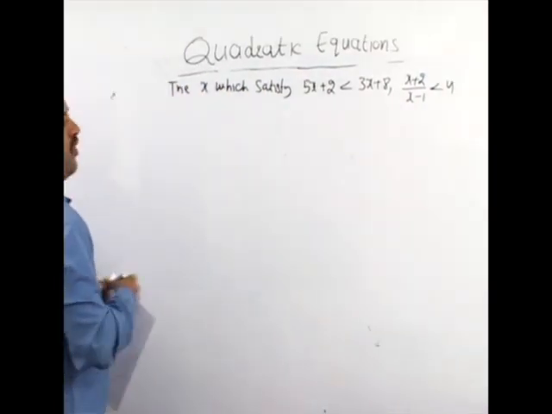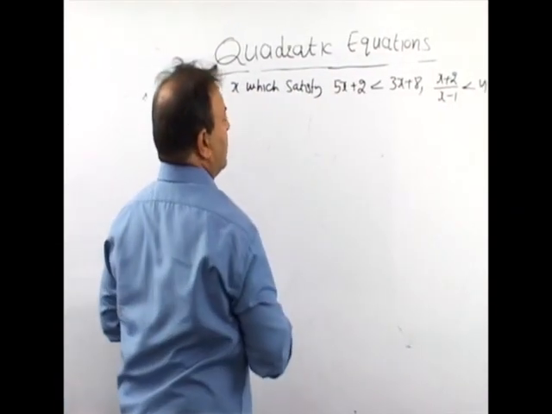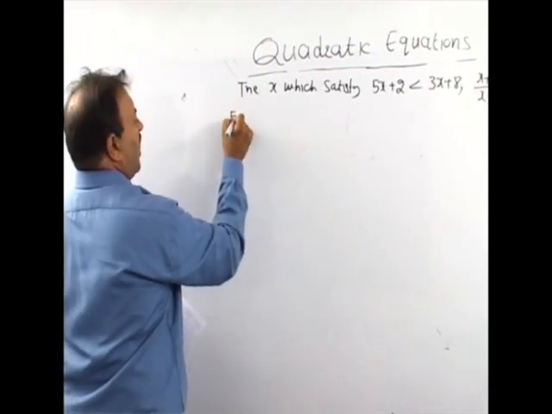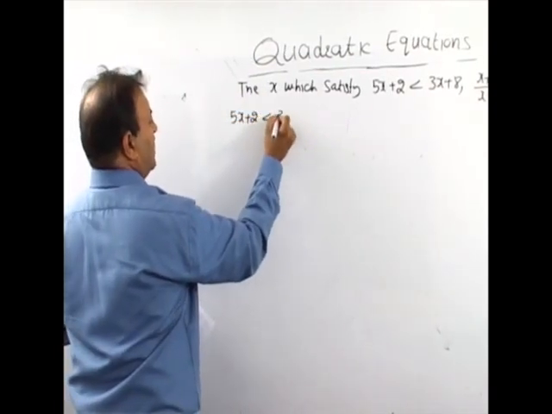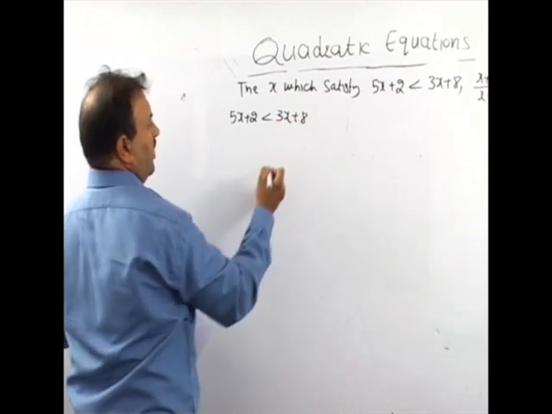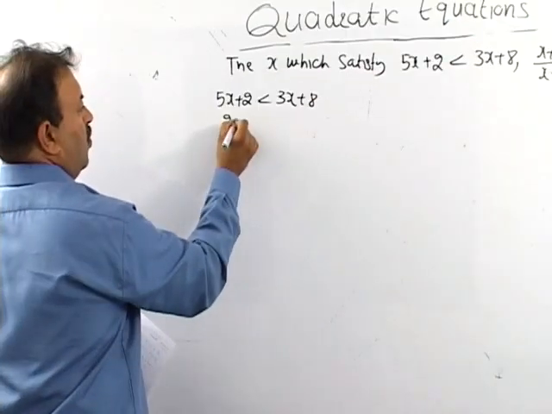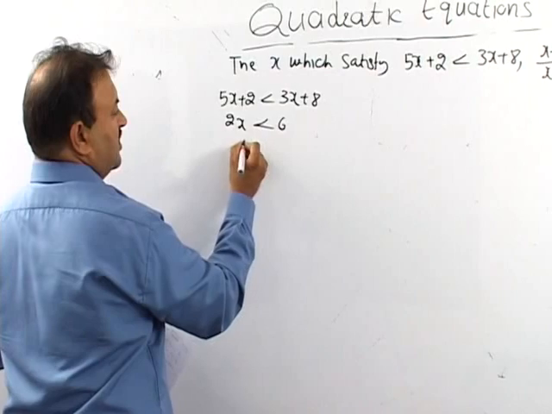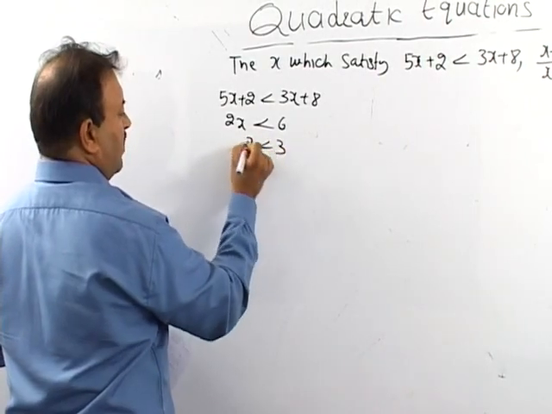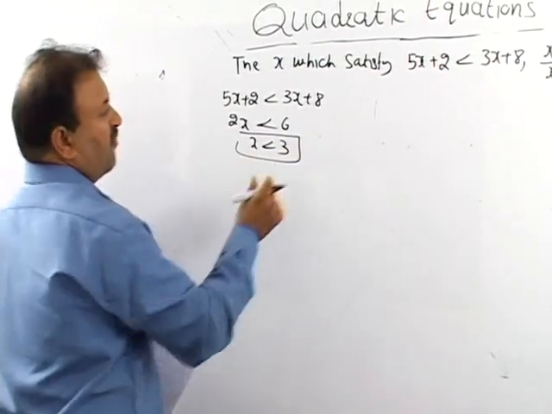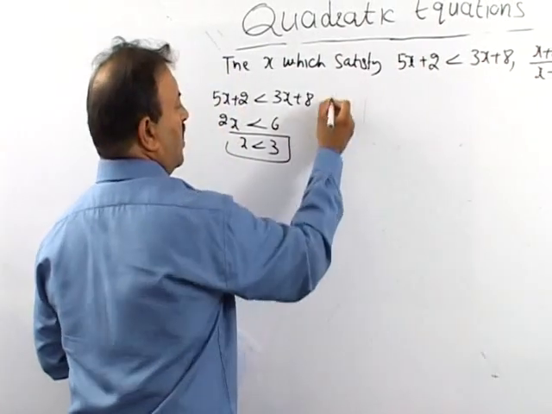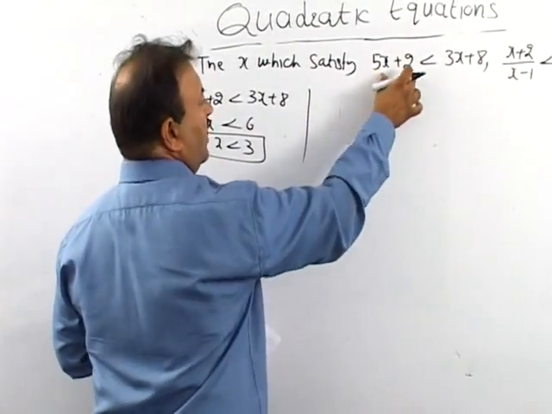Again we are going to take the equations one by one. See, the first equation is 5x plus 2 is less than 3x plus 8. Now 2x is less than 6, x is less than 3. This is the result from the first one, a linear inequation.